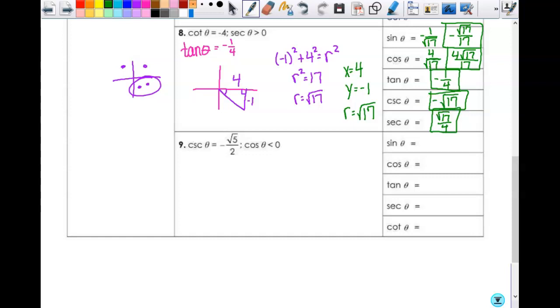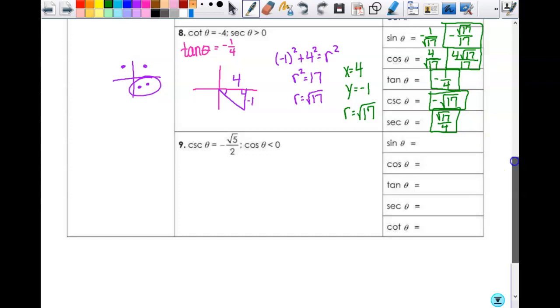In the fourth quadrant where we are, cosine and secant are positive. Everything else is negative. And that's what should be happening over here. Sine is negative, cosine positive, tangent negative, cosecant negative. Those match up. Those work every time. Okay, we good?